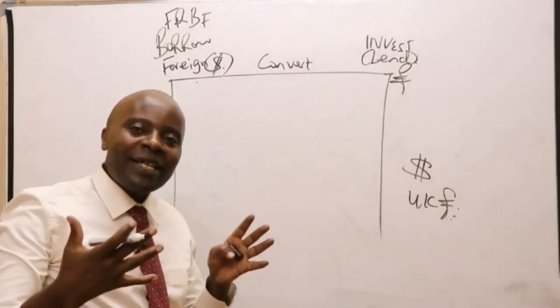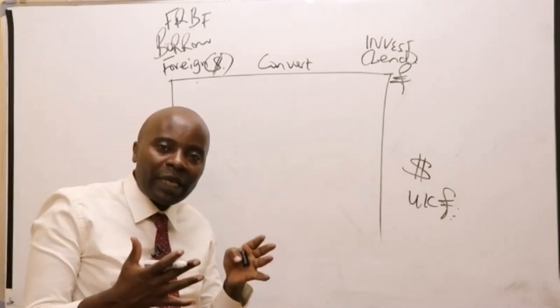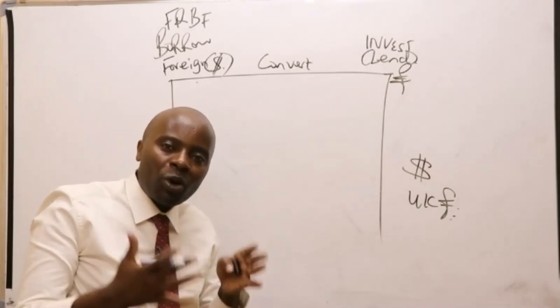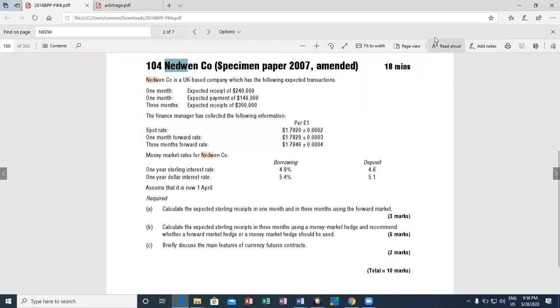Now, my great students, having discovered here that we are going to borrow the dollars, is there somebody who is able to see from that question the rate of borrowing of dollars? Let's go back to the question. They've given us many rates there. I can see 1 year sterling interest rate. I don't want the interest rate of sterling. I want the 1 year dollar interest rate. For the dollar interest rate, I can see some borrowing there and I can see some deposit. Remember dollars, we are borrowing. And what is the percentage there? 5.4%.